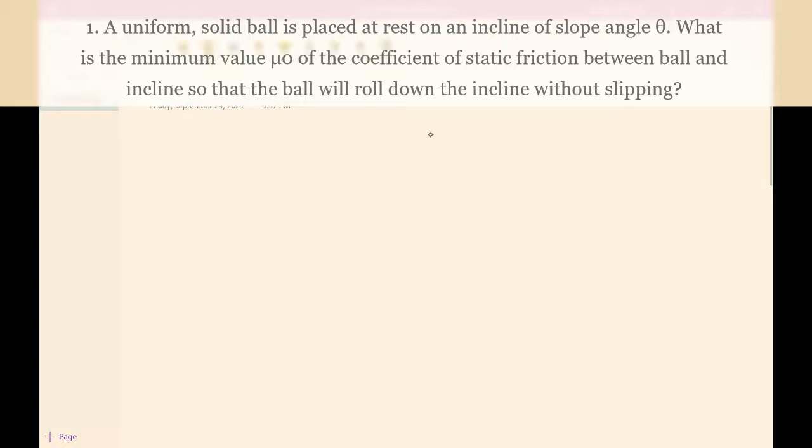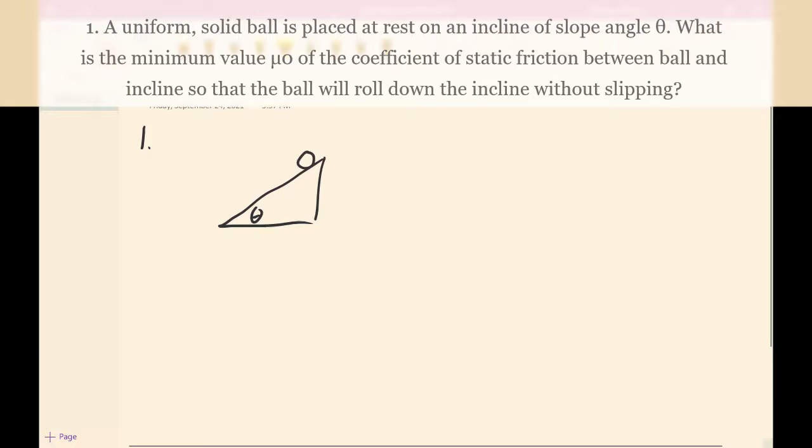So here, the first problem, we have a uniform solid ball placed at rest on an incline with an angle theta. So here is the ball, and it asks, what is the minimum value mu0 of the coefficient of static friction between the ball and the incline so that the ball will roll down the incline without slipping?